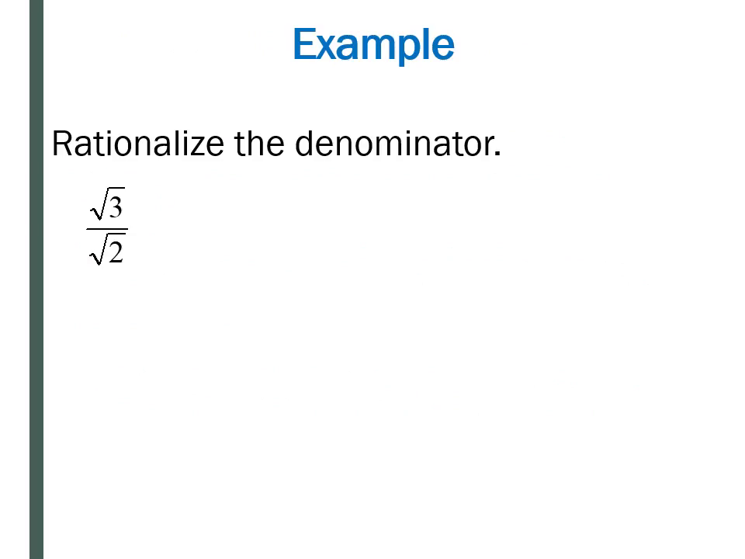For example, if I have the square root of 3 divided by the square root of 2, I'm going to focus on my denominator, and my denominator is the square root of 2. So I'm going to multiply the numerator and the denominator by the square root of 2. And this equals 1, right? Because anything divided by itself is 1. So I'm not changing the value of this expression. I'm just changing how the expression will appear.